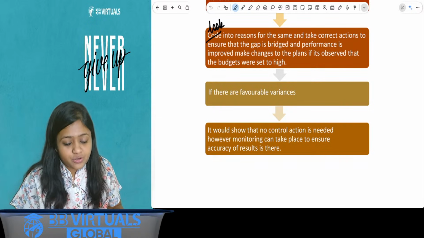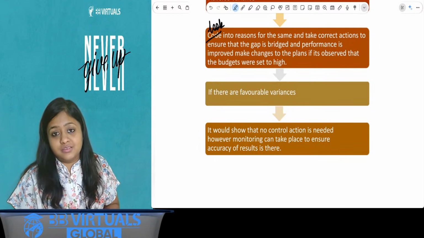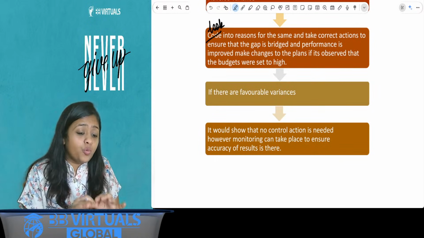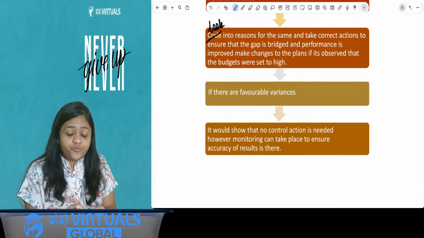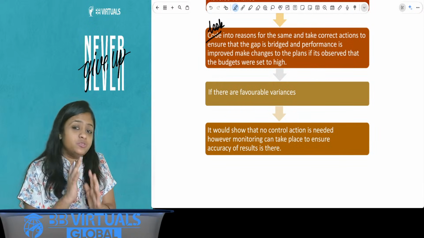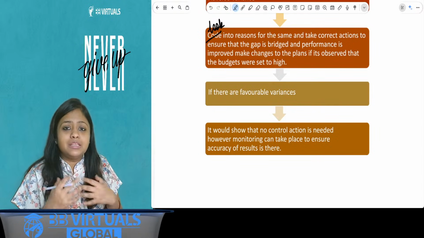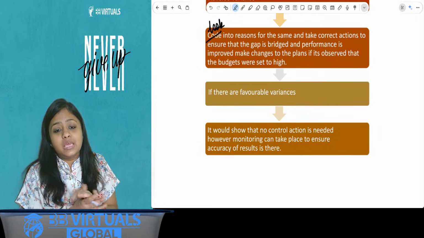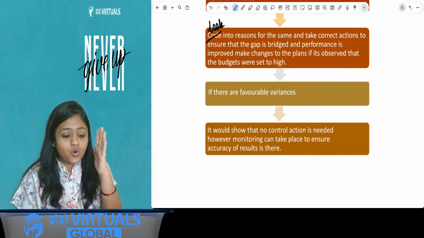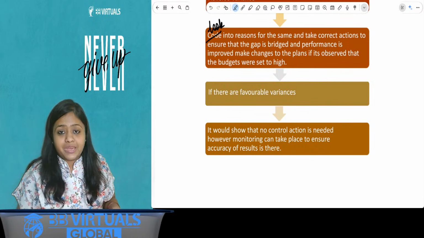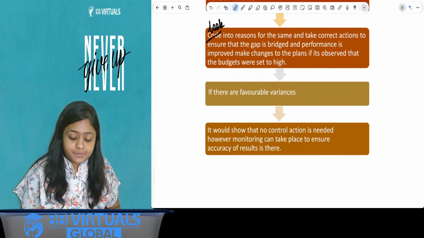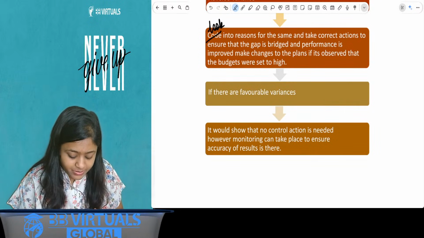Okay, let me tell you this. The planning variances would always guide you when there are some changes that we need in the budget setting process or the changes that we need in the plans. That is the planning variances. Please don't forget it. It's very important to remember for your MCQs. Okay, let's go ahead with the next one.